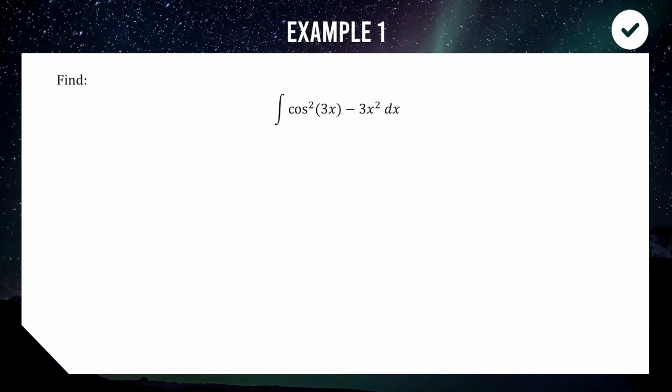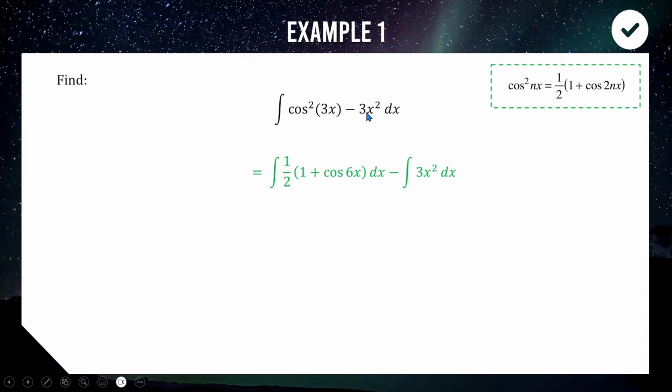Okay, example 1, the integral of cos squared 3x minus 3x squared dx. So we see integral and we see cos squared, so we reach for the formula sheet and make sure we have this ready to go. Cos squared 3x is going to be written as a half of 1 plus cos 2 times 3, so 6x. So again, whatever your angle is with cos squared or sine squared, the substitution is going to double that angle. That's why there's a 2 there.